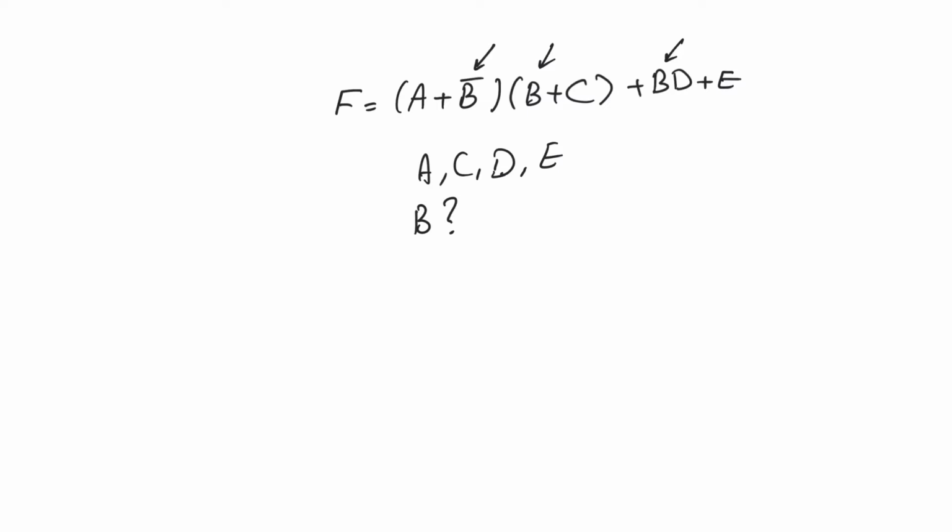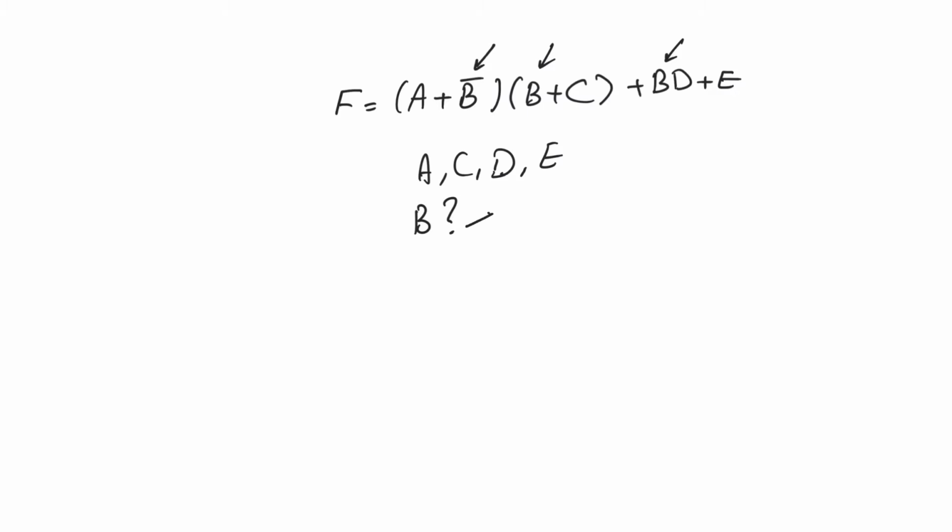Now, the same logic can also be applied to dynamic hazards. A dynamic hazard is possibly going to be present in a circuit if a variable makes 3 appearances. So it doesn't have to be 2 appearances. In this case, it has to be 3 appearances, and these 3 appearances have a true and an inverted form. So in this case, B does make 3 appearances. So B could actually cause static hazards or dynamic hazards.